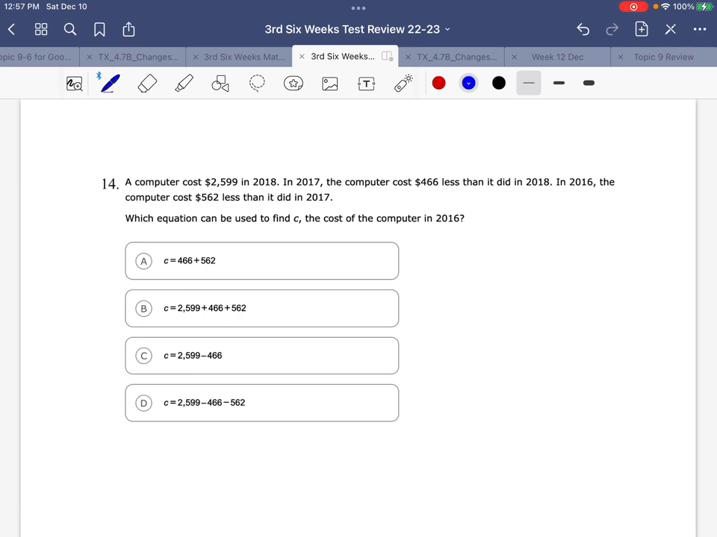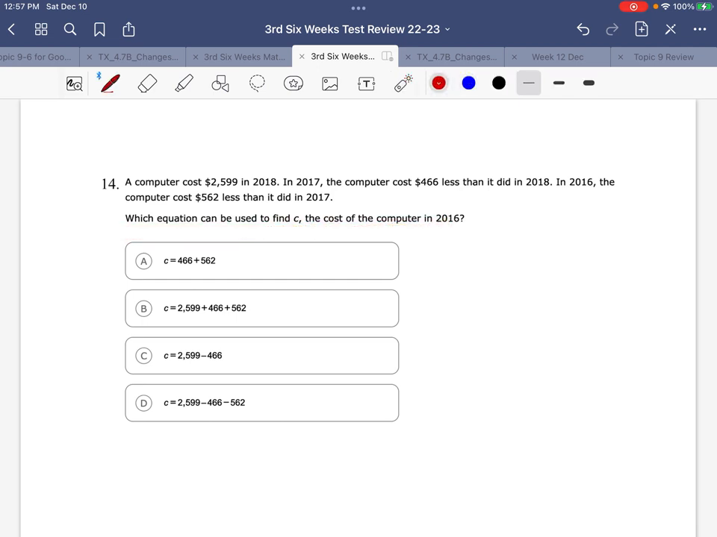Okay. Next problem says a computer cost $2,599 in 2018. In 2017, the computer cost $466 less than it did in 2018. In 2016, the computer cost $562 less than it did in 2017. Which equation can be used to find C, the cost of the computer in 2016?